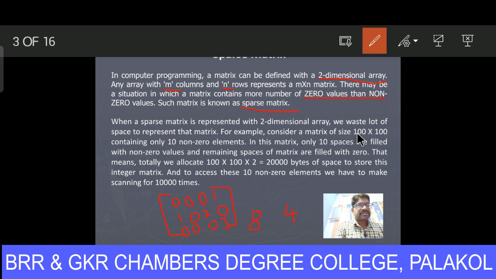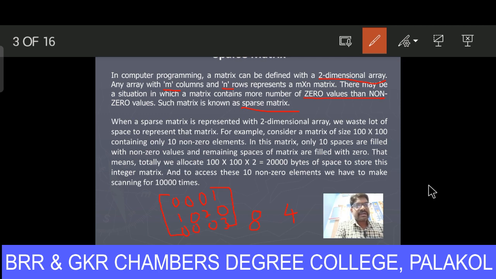For example, consider a matrix of size 100 into 100 containing only 10 non-zero values. Out of these 10,000 values, we have only 10 non-zero values, and the remaining 9,990 values are zeros. Only 10 spaces are filled with non-zero values and the remaining spaces are filled with 0. How many bytes do we have to allocate? 100 into 100 into 2, that is 20,000 bytes of space. And to access the 10 non-zero values, we have to scan all 10,000 elements. So we have to avoid this problem in the sparse matrix.